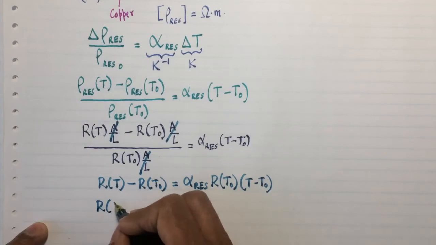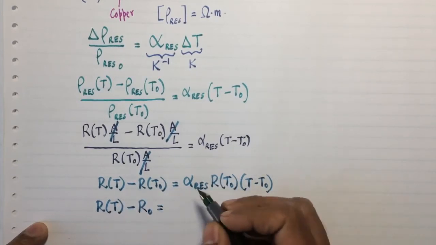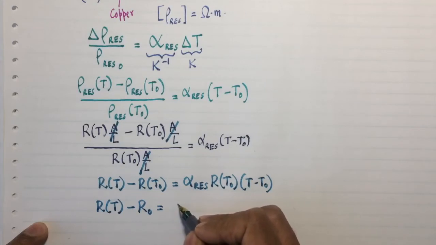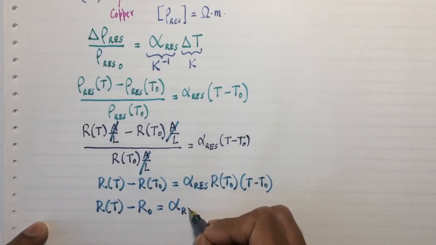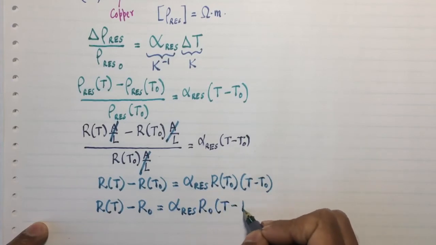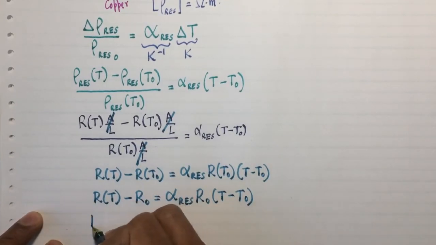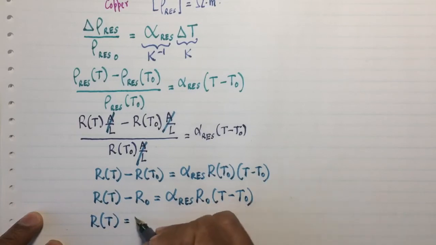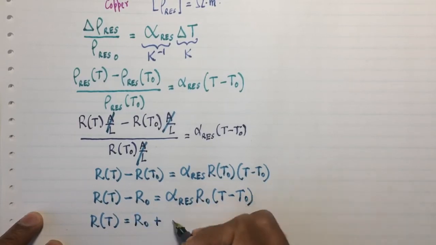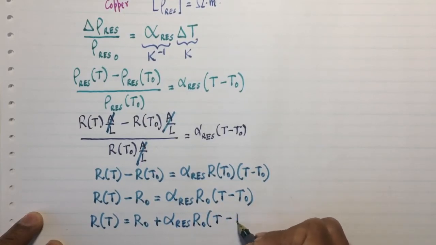So this tells me the resistance at any given temperature T minus some reference value of the resistance R naught at temperature T naught is going to be equal to alpha res times R naught times T minus T naught. Last step is to take R naught to the other side. So I get R of T equals R naught plus alpha res R naught times T minus T naught.